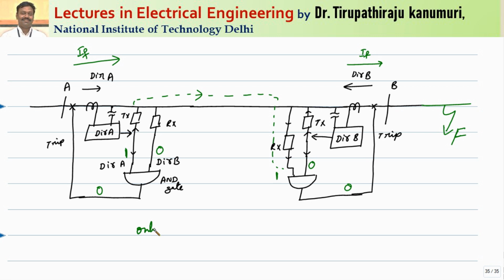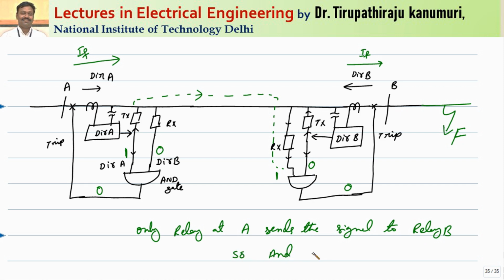So we can conclude here that only relay at A sends the signal to relay B, so the AND gate does not operate the trip circuit. Getting this one? Because B is not transmitting the signal, because the fault is not in the direction. In this way we can sense and simultaneously trip the breaker on both the sides.